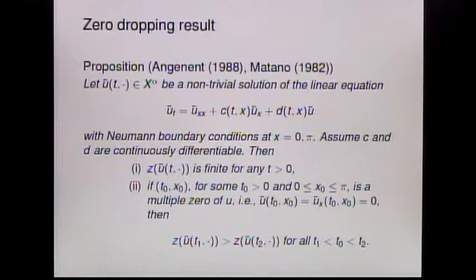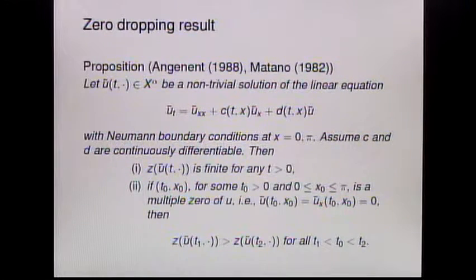If we have a solution U tilde, in the space X alpha, of this linear equation here, where we assume that both C and D are continuously differentiable functions, and that it satisfies some norm and boundary conditions, then the zero number of this solution of this linear equation is finite for every positive time t. Also, if for some t0 and x0 the point t0, x0 is a multiple zero, this condition here is satisfied.